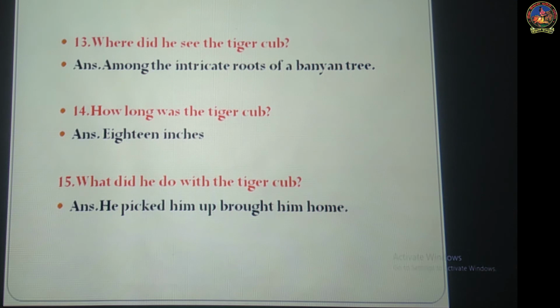Grandfather brought the tiger cub with him, and he was the only person. He had the distinction of returning home with a tiger cub. The other hunters, the other shikaris, returned home empty-handed, but grandfather was the only person who returned home with a tiger cub.